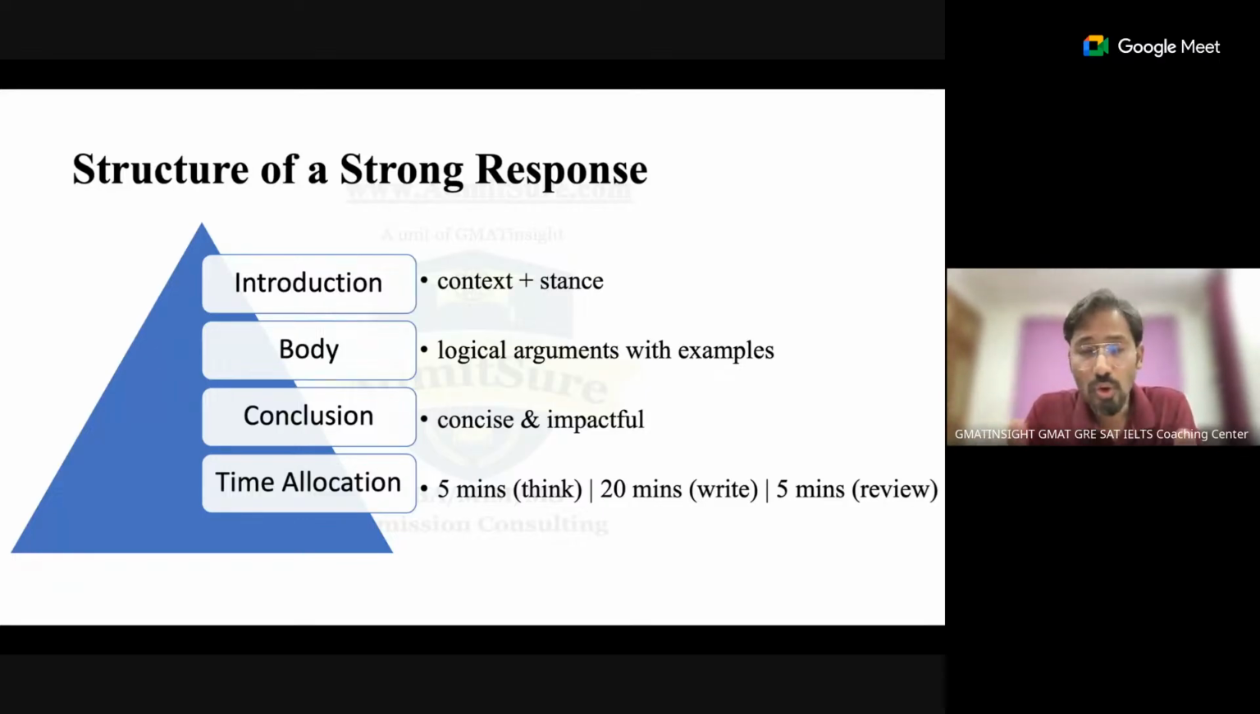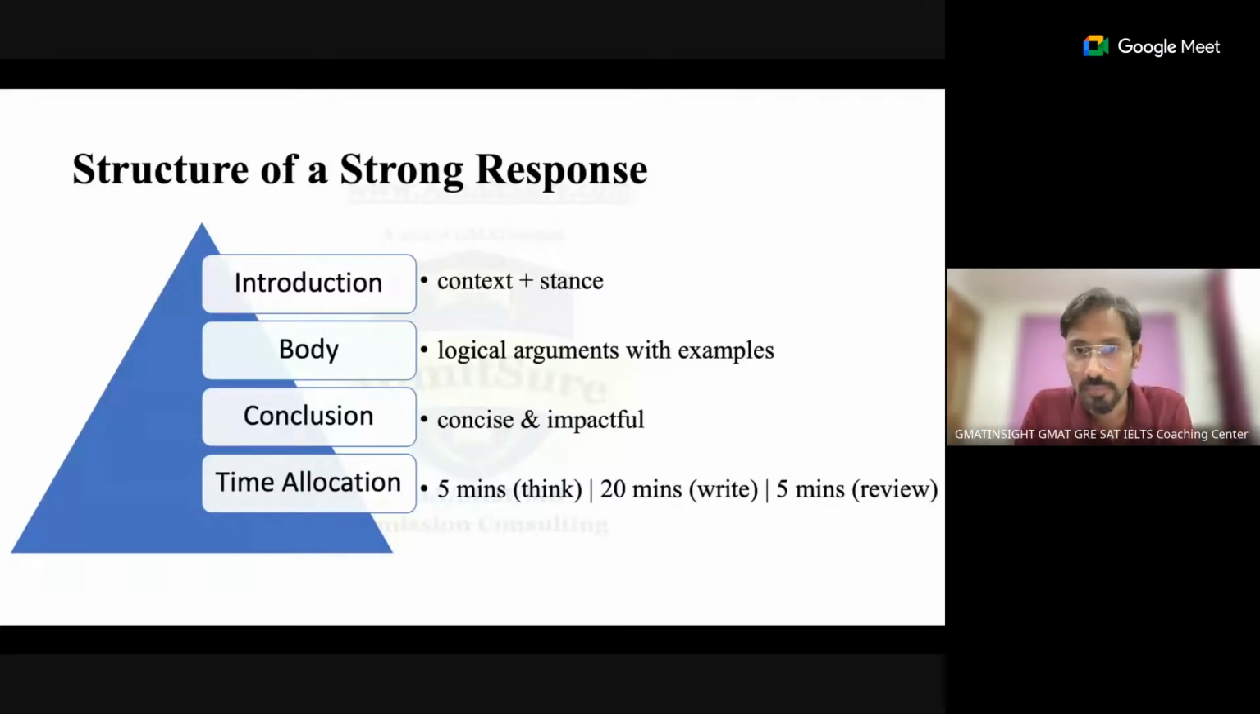So what you have to do is you also have to spare 5 minutes so that towards the end you can just review the entire WAT and then see if there is any inconsistency somewhere, if there is any lack of connection or transition between your thoughts that you have portrayed in WAT, then you can just give good connectors there.